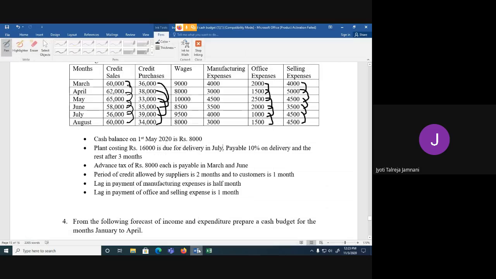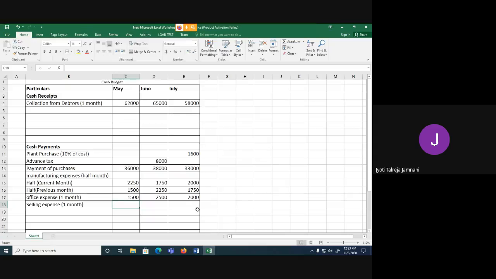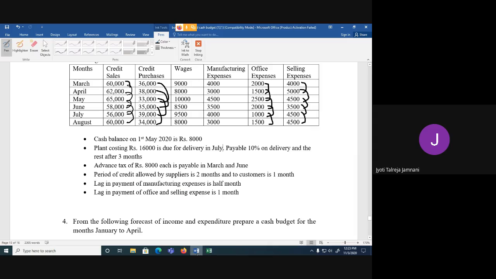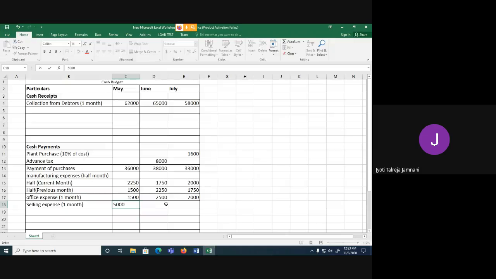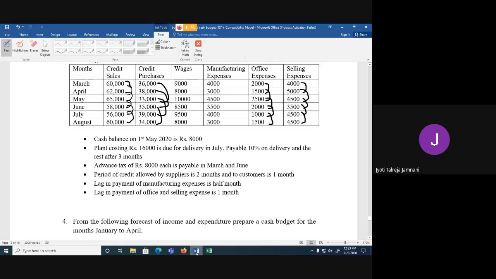Next, selling expenses. April will be paid in May. April it is 5,000, so that 5,000 we take in May. May will be paid in June. May it is 4,500 that will be paid in June, and June will be paid in July. June it was 3,500, which will be paid in July. So we have recorded all these.